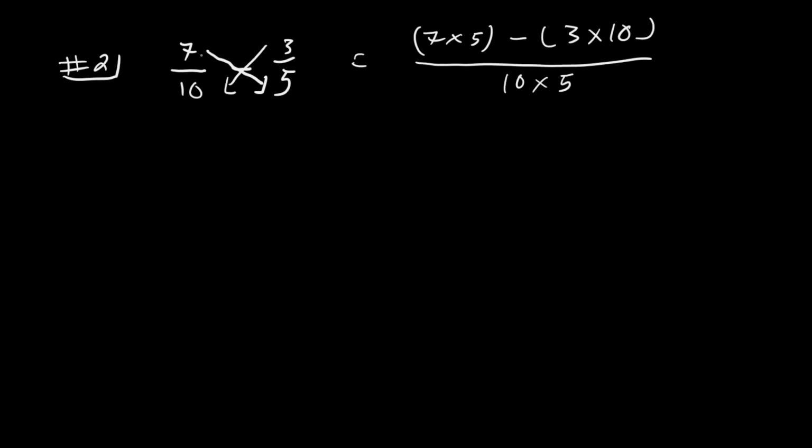Remember that we need to multiply first the a and d. Remember that. And now let's simplify our answer. 7 times 5, we get 35 minus 3 times 10, 30. All over 10 times 5 is equal to 50.